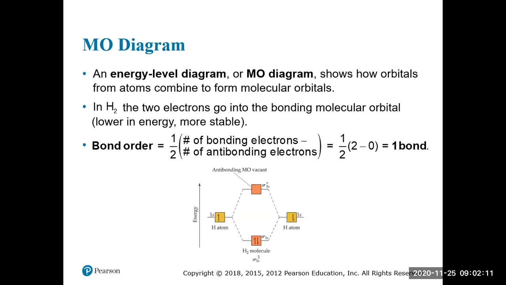If we get a positive value for bond order, then that tells us that it's stable. If we get a bond order of 0, then it's not going to be stable, and we're not going to have that molecule form because of the energy diagram that we have.